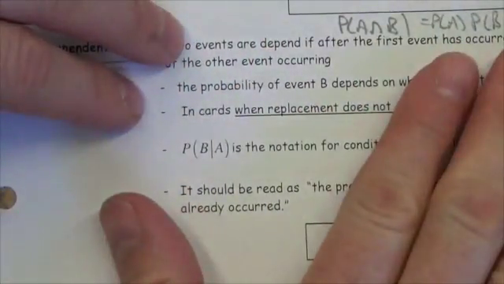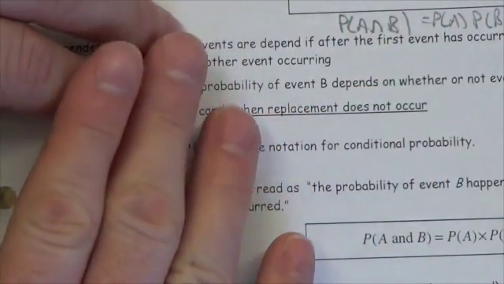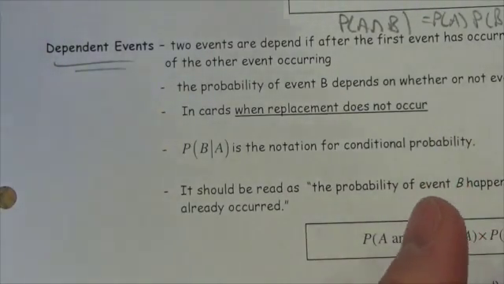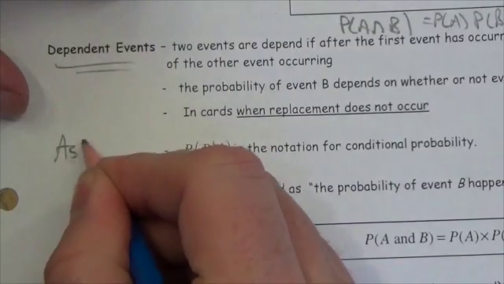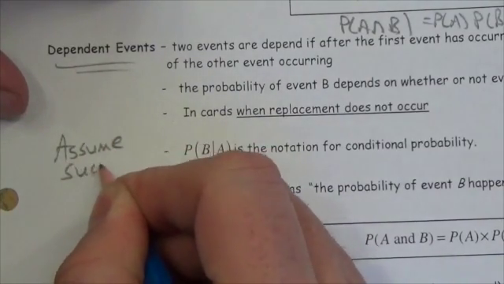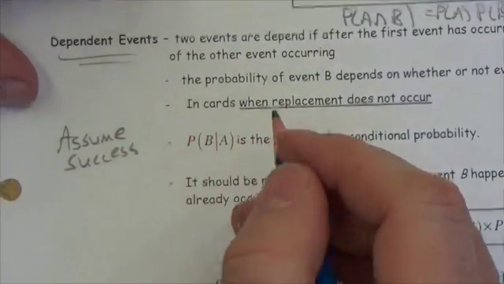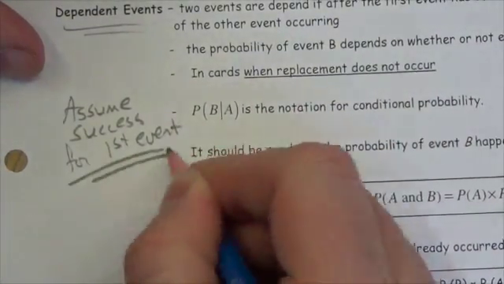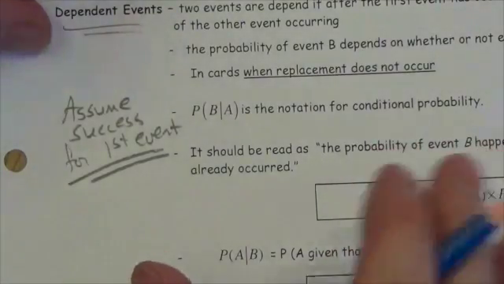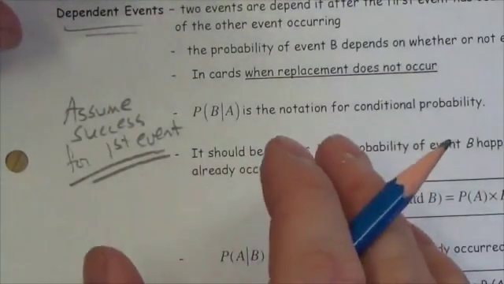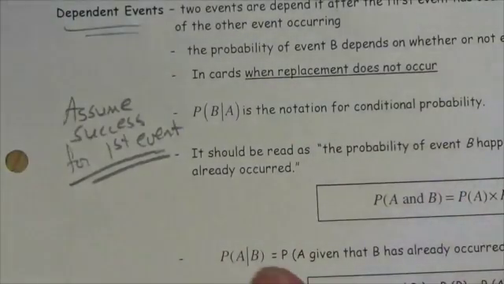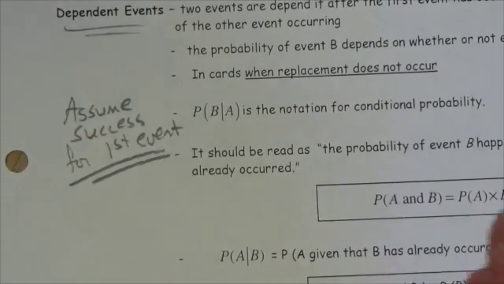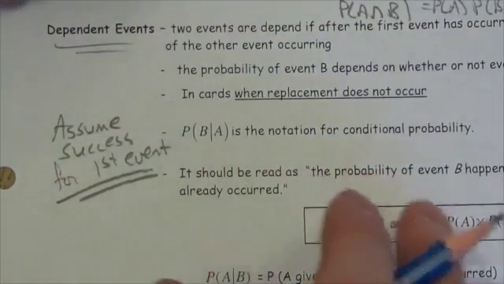If you put that card aside and say, now what's the probability that the next card is a heart? Well, assuming success there, and by the way, we always assume success. We always assume success for the first event. Always. This is one of the things that threw me off when I was learning this material, when I was in your position. I always thought, well, wait, what happens if that first event doesn't happen? You always assume success in the first event.